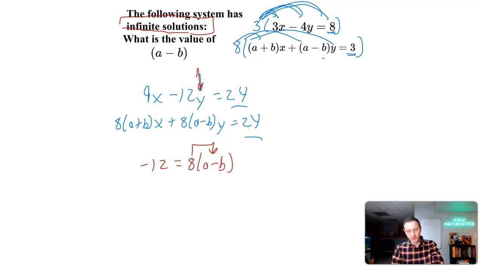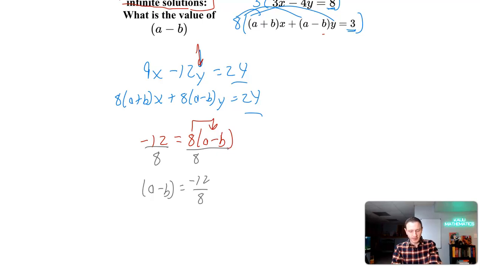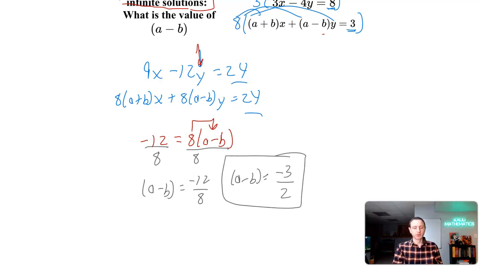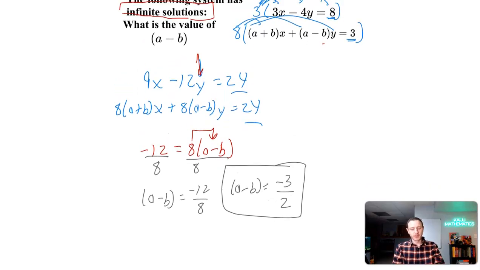So here we go. Let's solve for a minus b. I'm going to divide by 8. So I get a minus b is equal to -12 over 8, which simplifies down to 4 goes into 12 three times, 4 goes into 8 twice. So a minus b has to be equal to -3/2. And it has to be equal to -3/2 because I want -12 to equal 8 times -3/2. So -12 equals 8 divided by 2 is 4, 4 times -3 is -12. -12 equals -12. So that's the same.